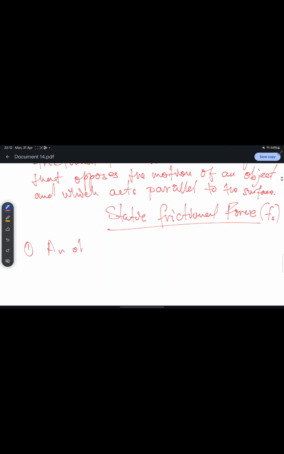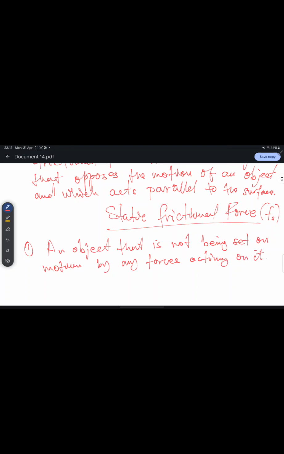An object that is not being set in motion by any forces acting on it, either by pushing or pulling, experiences a static frictional force.